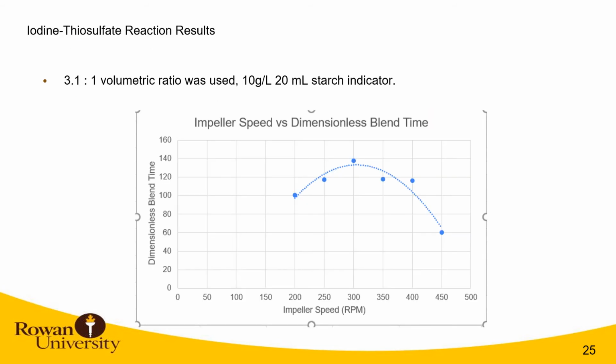Alrighty, so on this slide we have a data relationship of impeller speed versus dimensionless blend time. If you take a look at the interval from 200 to 400, it's a constant value, but when you add in the 450, the relationship starts to curve a little bit. So that's one of the things that we're really going to look into as we progress with this lab: what is actually happening at those impeller speeds.